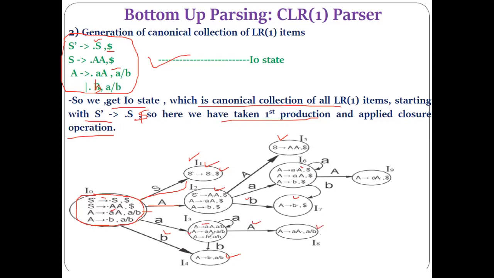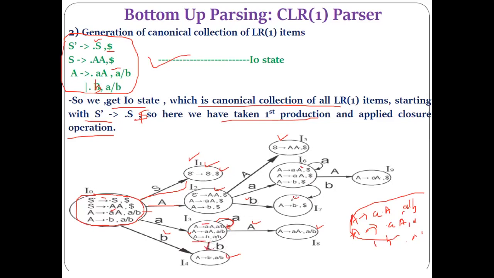For the second production in I3, you have to apply the go to operation. If you apply the go to operation here, we get this kind of situation: A derives A dot A B, and I add the productions related with A, that will be dot A B, and B dot A B. Means the same state we are going to get. That is the reason you can see the go to on the terminal A is shown to I3 itself. Then we have to apply the go to for the third production on the terminal B. If you apply the go to here, we will get this step only, and that is the reason the arrow is shown to the fourth step.